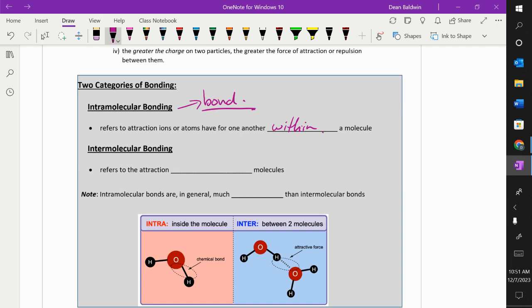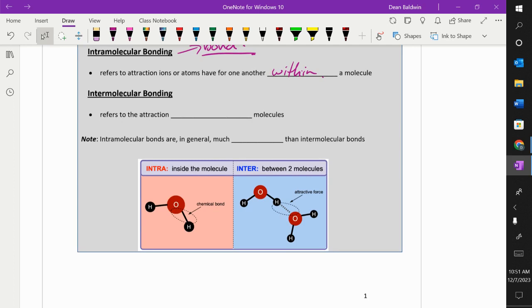Inter is between the molecules, different molecules. Between the different molecules. And the intra are much stronger. So the ones that hold the molecule together are always going to be stronger than the ones that are different molecules interacting with each other. I won't say always because there's probably some exception out there, but most of the time.